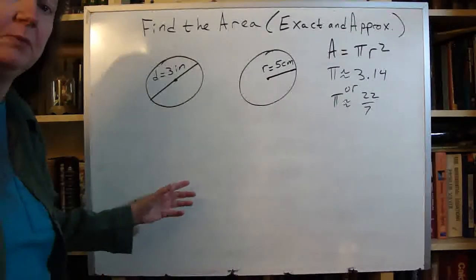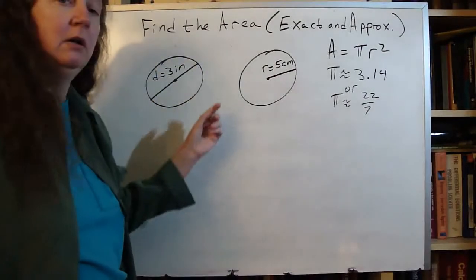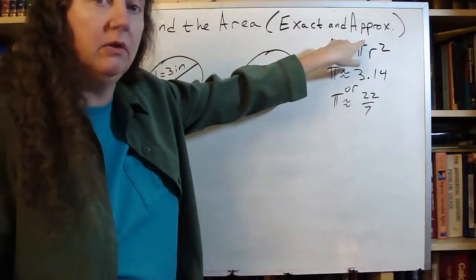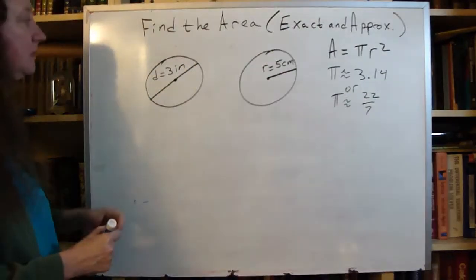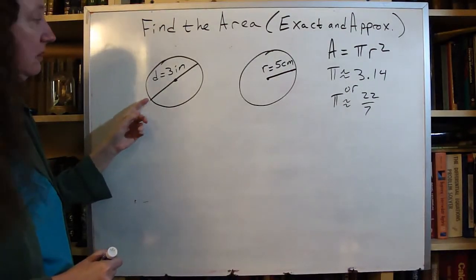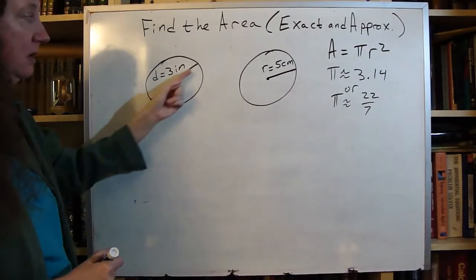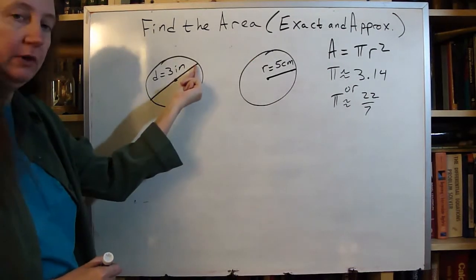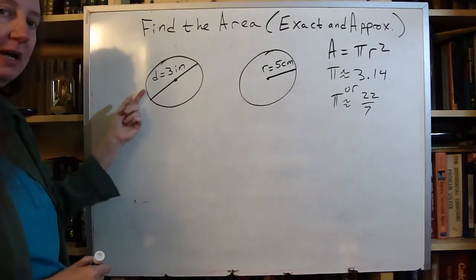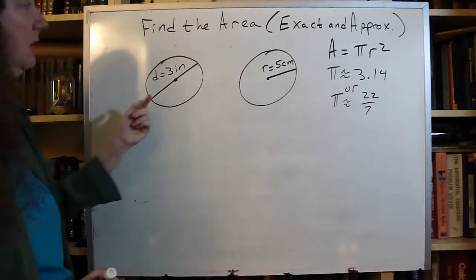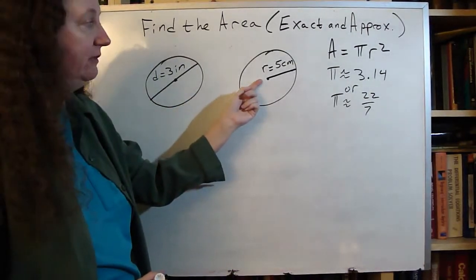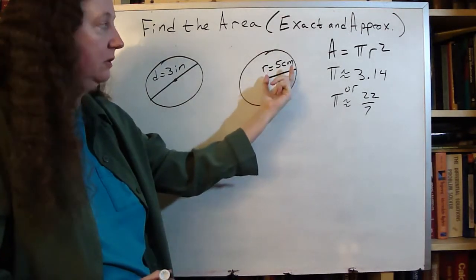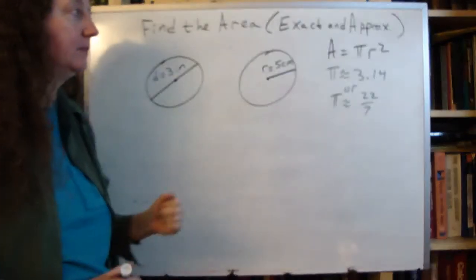In these two problems, we're being asked to find the area of these circles, both the exact and the approximate. Here, in this one, they're giving me the diameter that goes from the edge to the center to the other edge. That's the diameter. In this one, they're giving me the radius that goes from the center to the edge. So that's the radius.